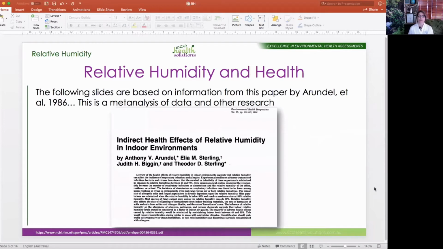So moving on to relative humidity and health, I've taken the next few slides' information from this research paper. It's called Indirect Health Effects of Relative Humidity in Indoor Environments, and it's by Arundel, Sterling, Biggin and Sterling, from 1986. So it's actually an old paper, but it's still very relevant. The reason I've chosen this one is because it talks about the direct and indirect health effects of relative humidity. The direct health effects would be where you've got a direct consequence of that change in relative humidity, whereas the indirect health effects are where the change in the relative humidity causes some change in the environment, which then impacts on health.